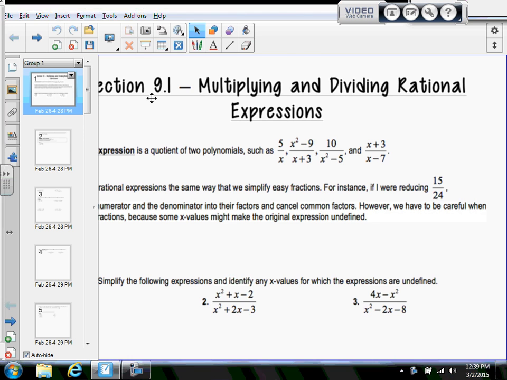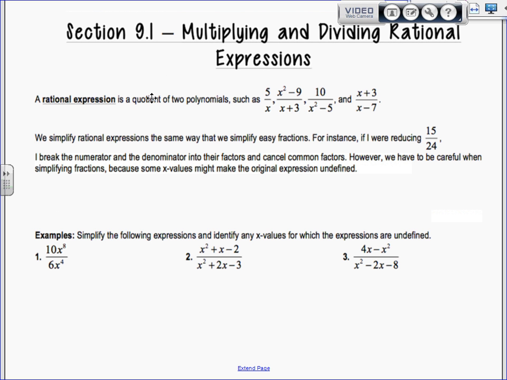One of the lights. Okay, so we're going to start out with rational expressions, which are fractions, right? Rational means fractions that look like 5 over x, x squared minus 9 over x plus 3, and so on. So we simplify rational expressions the same way that we simplify fractions.